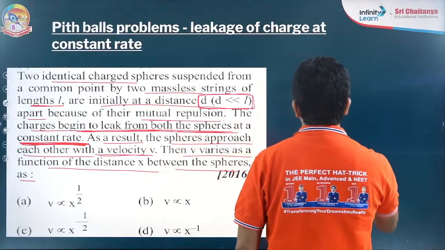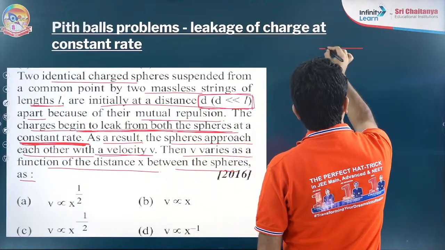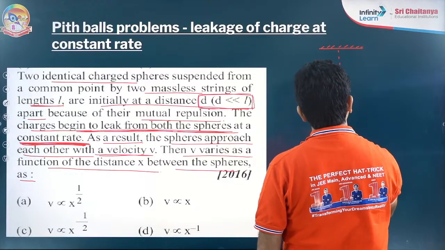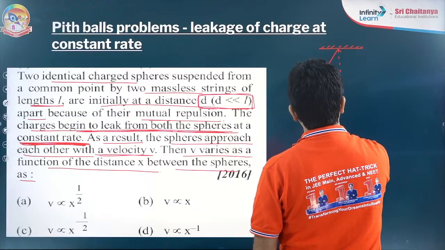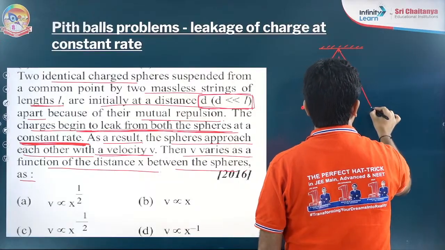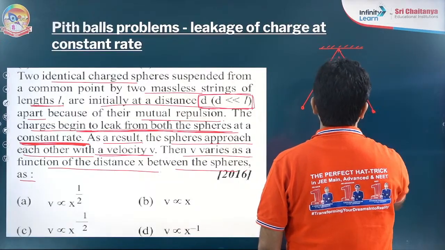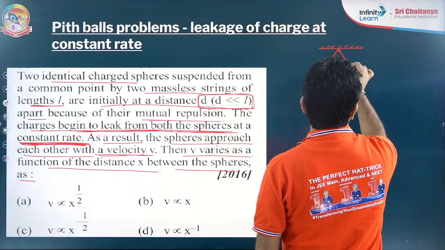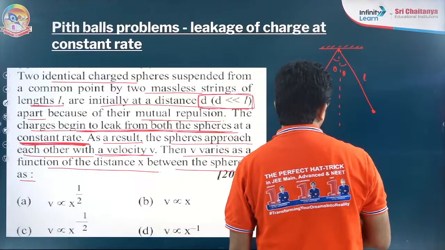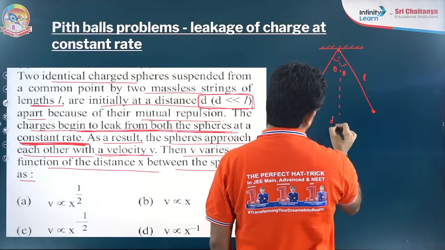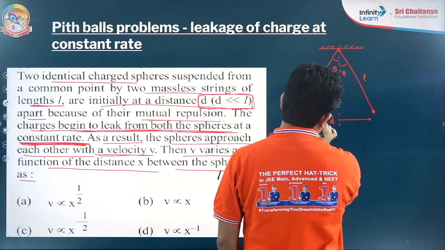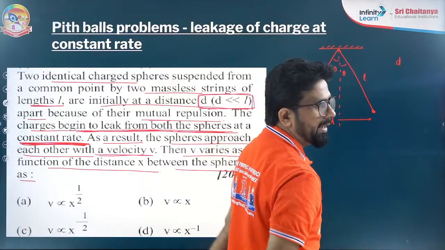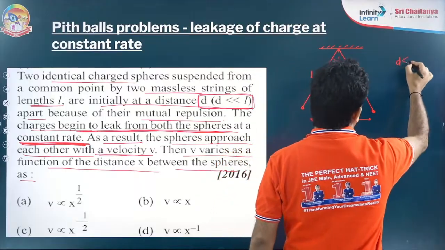Please focus on the board. Suppose initially this was the picture. These are the two pith balls. This is length L, and this angle, suppose, is theta. Initially the separation between them is d. I am drawing this diagram just for understanding. This d is much smaller than L.